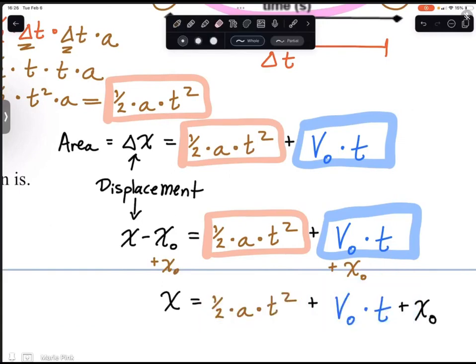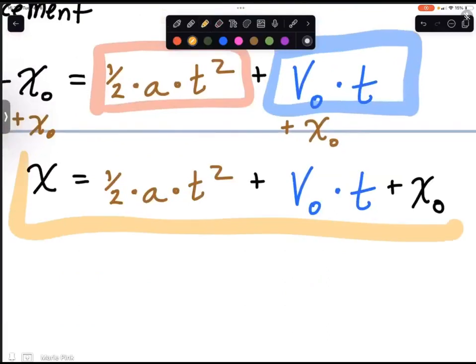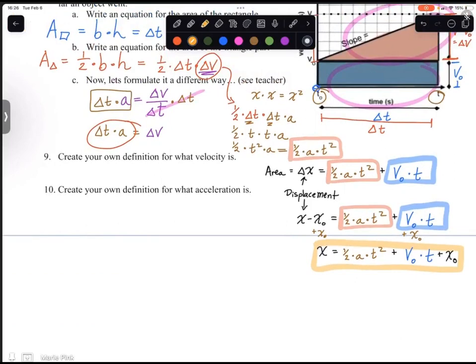And you will not need to memorize this equation, but you do need to be able to use it. And so this is the aha ta-da moment of how you use the triangle and rectangle and the area on a velocity versus time graph to tell you how far you went. And then it's up to you to create your own definition for what velocity is and your own definition for what acceleration is. Good luck, and let me know if you have questions.